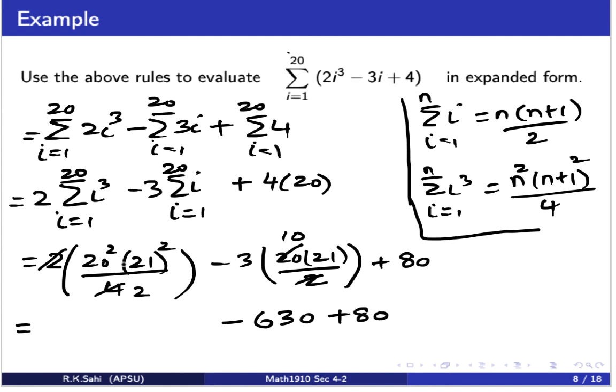Now let's look at 20 squared, which is 400. 400 times 21 squared, multiply that, you get 1,676,400. You divide by 2, you get 88,200, and then you just do the math. And what you're getting is 87,650.